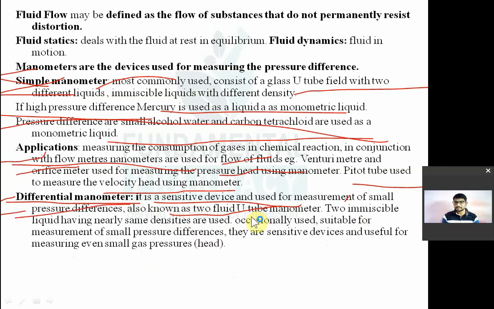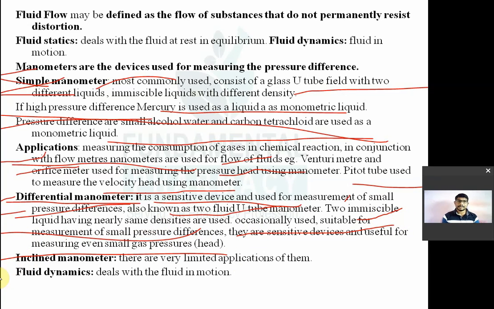ये याद रखो. And same thing, इसमें भी क्या होगा, U shaped का एक ग्लास ट्यूब होगा और उसमें टू इमिसिबल लिक्विड रहेंगे, but they are having nearly the same density. Occasionally these differential manometers are used. तो उसका यूज क्या है, occasionally. Most commonly used कौन सा होता है, simple manometer. So these differential manometers are occasionally used and they are suitable for measuring small pressure differences. They are sensitive devices and useful only for measuring small pressure differences, even small gas pressure. So this is the differential manometer.